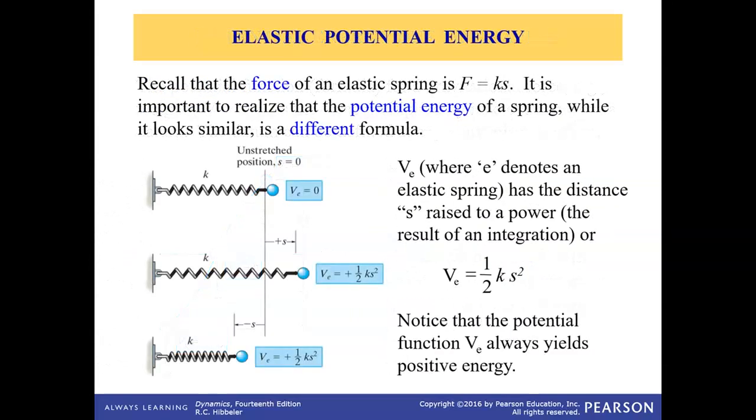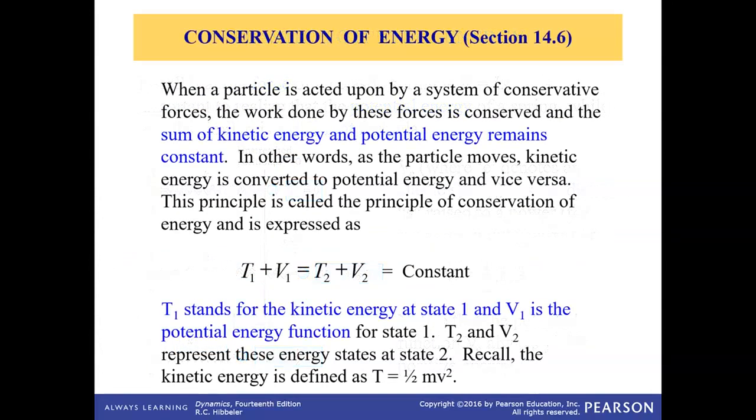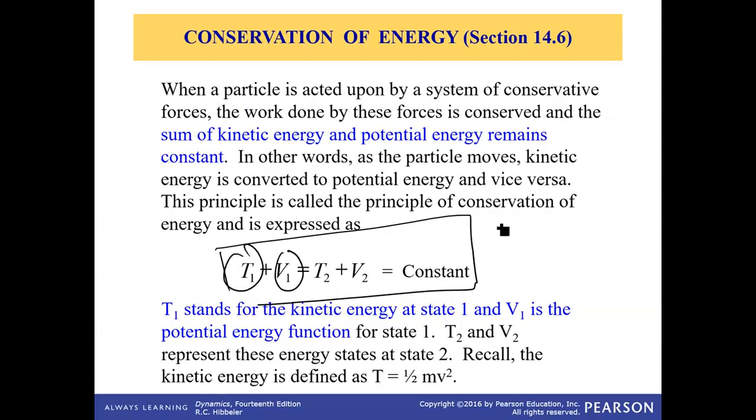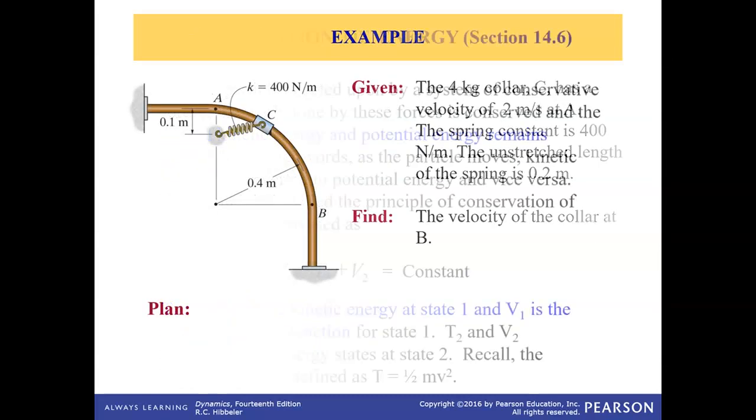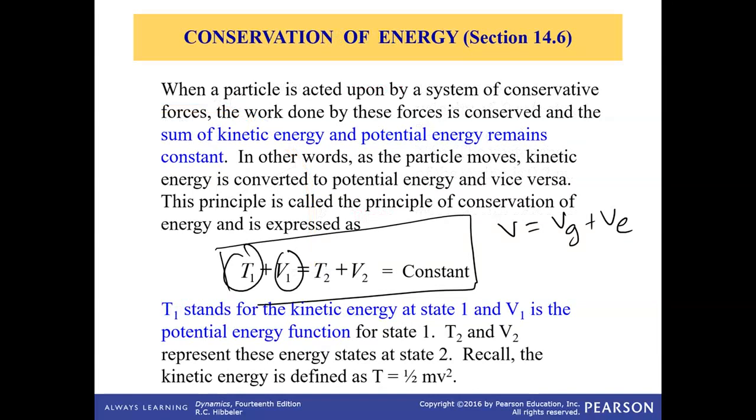Spring potential energy is always positive, and conservation of energy T1 plus V1 is equal to T2 plus V2 is equal to constant, where T is kinetic energy and V is Vg plus Ve if an elastic element or spring is present, otherwise it's only Vg. In the next video, we'll solve the problem based on this concept.